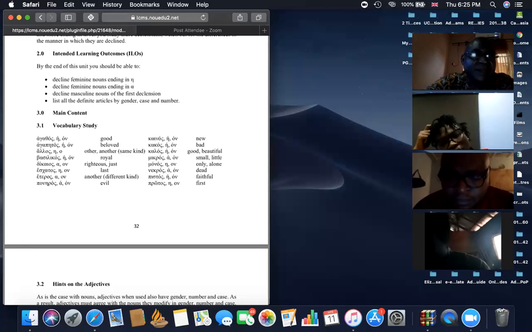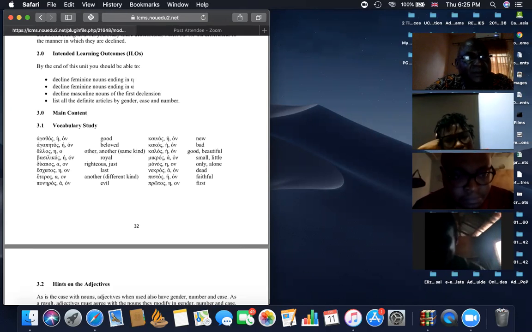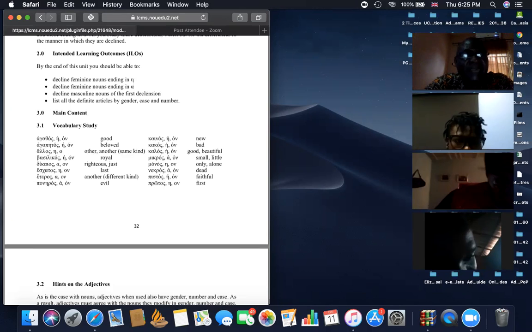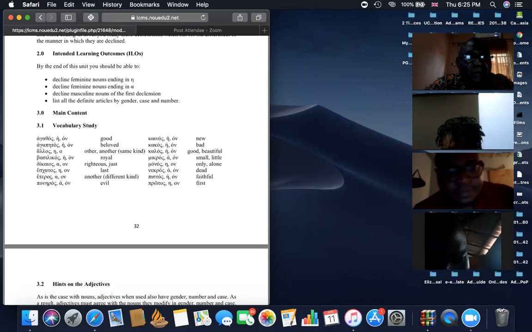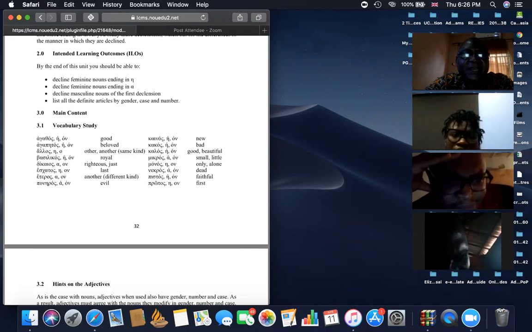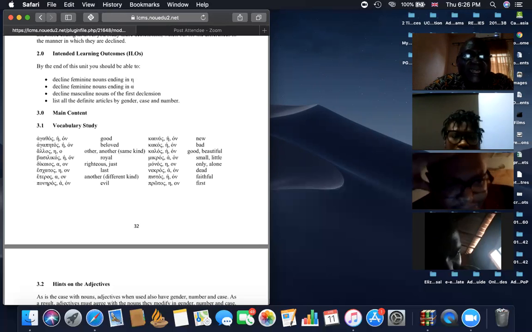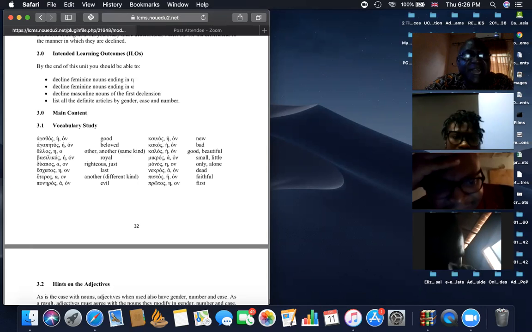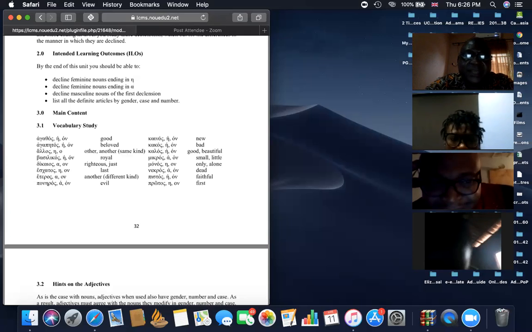Now, the next word is poneros. Poneros, ponera, poneron. Poneros means evil. Now the next word is kainos. Kainos, kaine, kainon. Kainos means new. The next one is kakos. Kakos, kake, kakon. Kakos means bad. The next word is kalos. Kalos, kale, kalon. And kalos means good or beautiful.